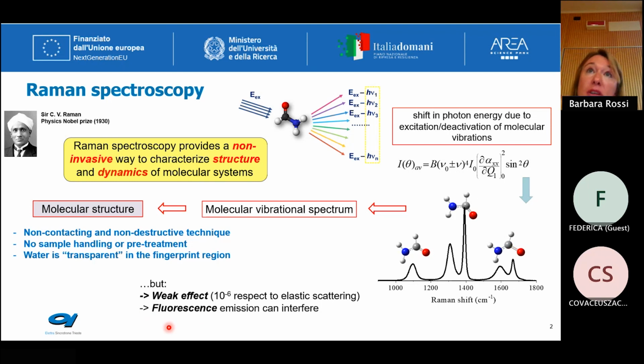The disadvantage of Raman spectroscopy is that this effect is relatively weak with respect to absorption spectroscopy, for example. A second problem, related to the first, is that the fluorescence emission of your sample can interfere with the collection of the Raman spectra. Sometimes this problem of fluorescence emission can strongly interfere with the collection of the measurement, and also with the analysis of your sample.